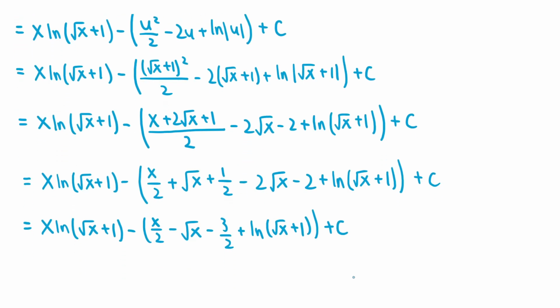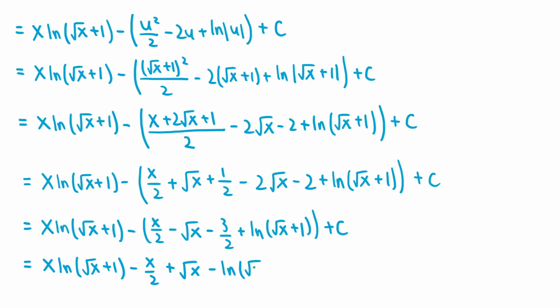And now we just need to get rid of the parentheses, and the final answer is just x ln of square root of x plus 1 minus x over 2 plus the square root of x minus ln of the square root of x plus 1 plus c. And I omitted the constant term of 3 over 2 just because that's covered by the constant of integration c. So technically the c in previous expressions is not the same as the c in the final answer, but I'm not going to worry about that, and let's just say it's plus c.